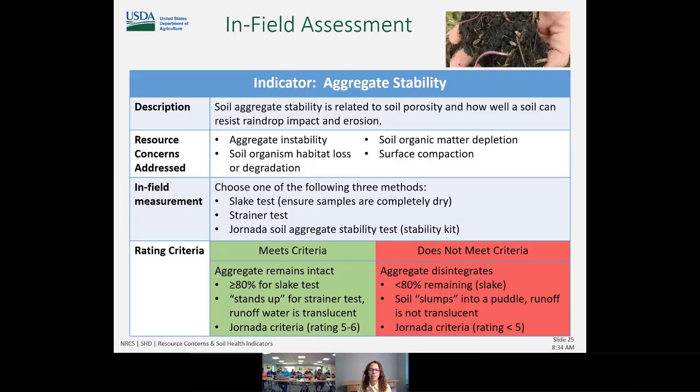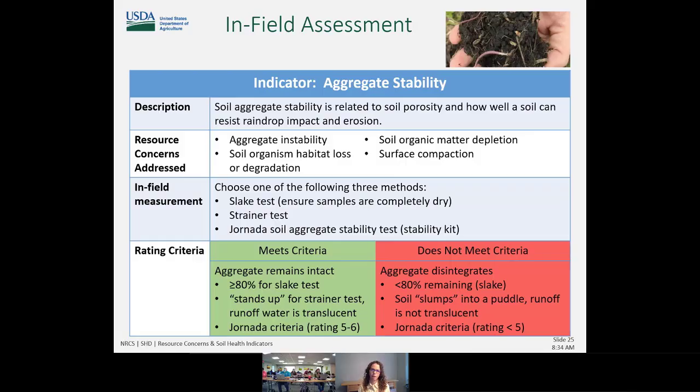Aggregate stability is another indicator, and it is related to soil porosity again, and how well the soil is held together. How well can it resist the impact of rain and reduce or resist erosion? This indicator is clearly associated with the aggregate instability resource concern, but also very important for soil organism habitat, soil organic matter depletion, and surface compaction. So really, aggregate stability is one of the key factors in all of the soil health resource concerns.